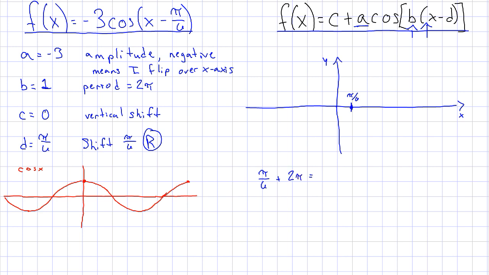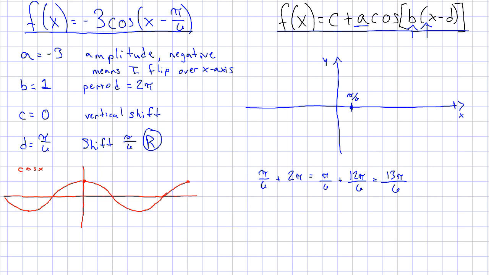I need to alter my 2 pi so it has a denominator of 6 so that I can add them. So I'll have pi over 6 plus 12 pi over 6. That gives me 13 pi over 6. So this is where my next line is. So I'm just going to draw that out over here.